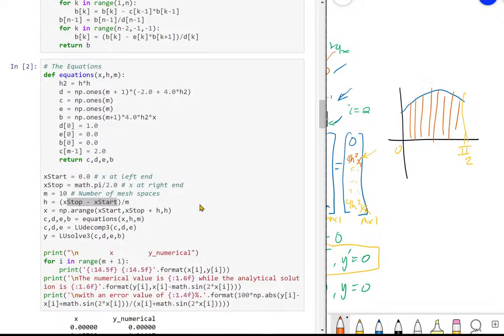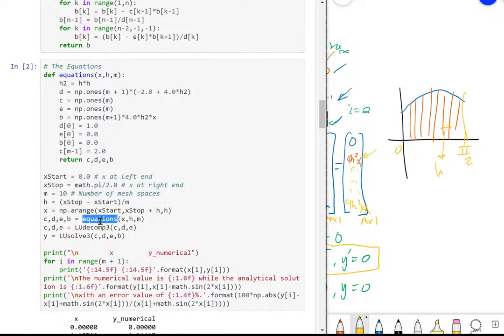So there are 10 spaces, and h is between this one. This will be your h, and all the intervals are equal or identical. So this is the formula. So then we arrange, it's just simply a notation for the intervals.